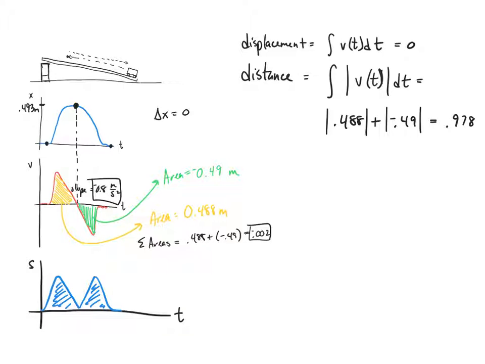So as a result, given only the speed versus time curve, I don't know which part of the original graph of velocity was below the axis. So I cannot conclude anything about displacement. I can only conclude that the integral of a speed curve will always give me the distance traveled.